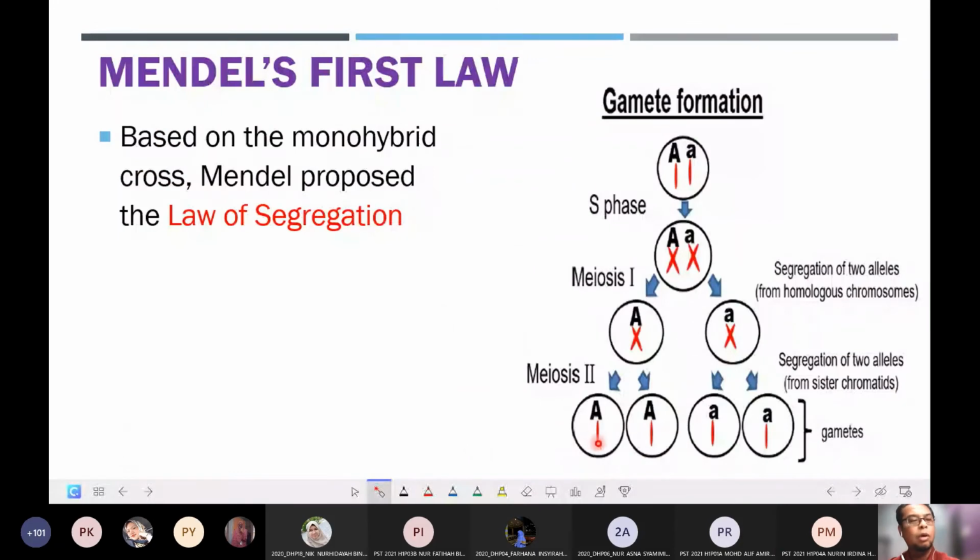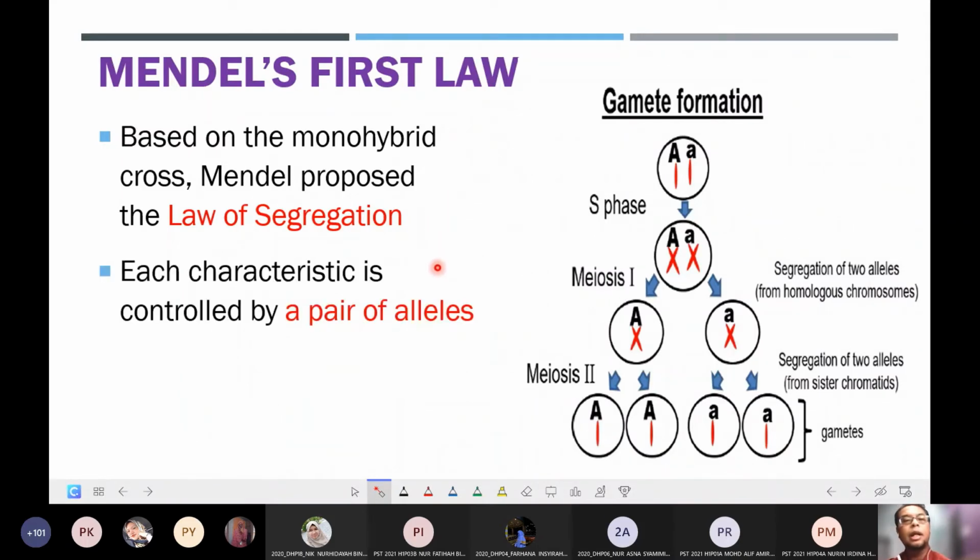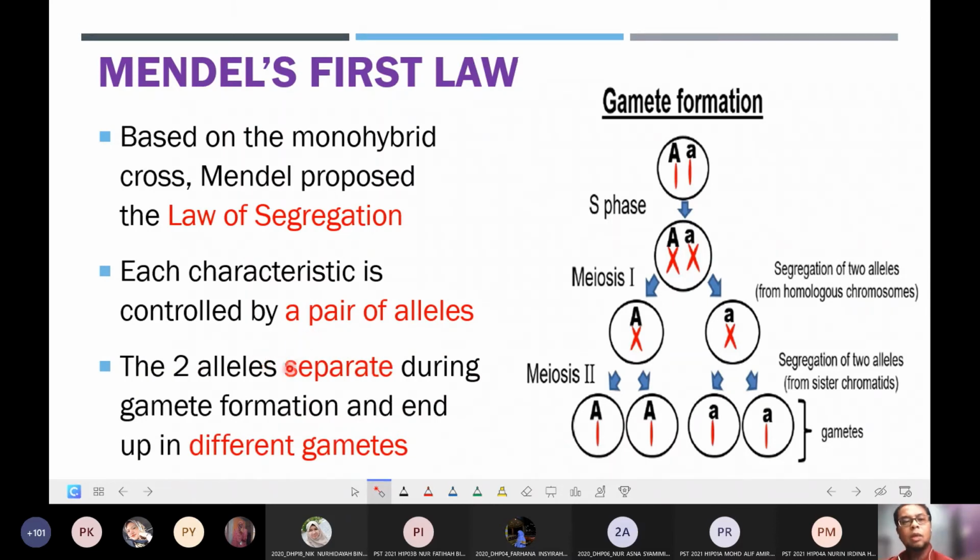And from this monohybrid cross, Mendel proposed the law of segregation. This is the first law of Mendel, in which the law of segregation tells us that one characteristic is controlled by a pair of alleles, because we know that one allele comes from the father and another allele comes from the mother. So one individual will have a pair of alleles for one particular characteristic. However, these two alleles will separate during gamete formation and end up later in different gametes.